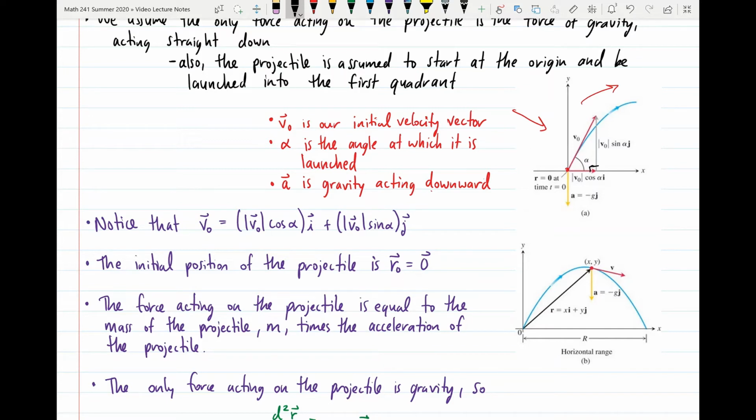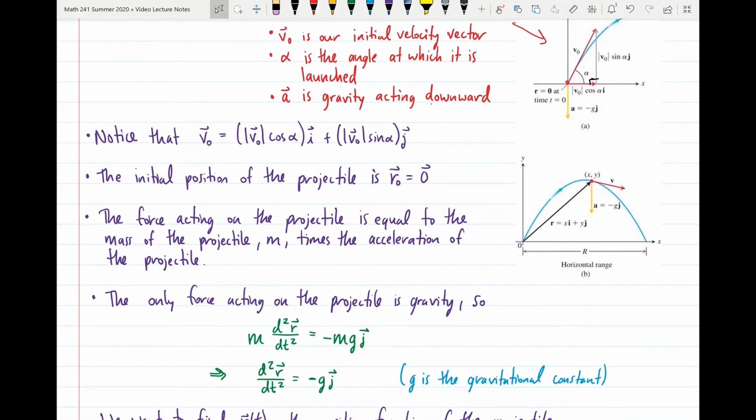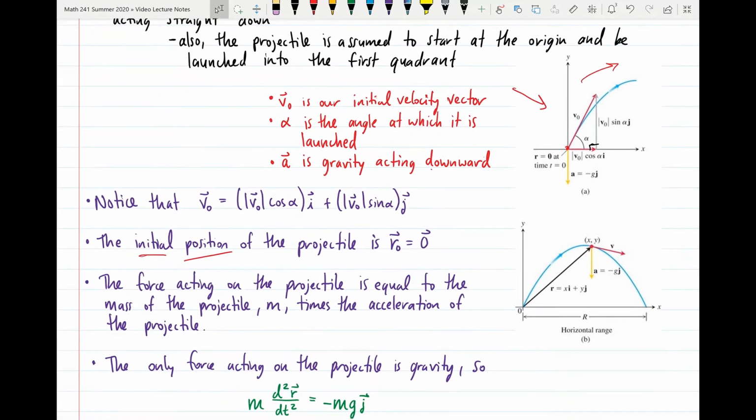So the i component for our initial velocity vector ends up being the magnitude of the velocity, or the initial speed of the projectile, multiplied by cosine of alpha, where again alpha is the launch angle of the projectile, and the j component is given by the magnitude of our initial velocity times sine of alpha. Again, we are assuming that the initial position of our projectile is going to be the origin. So another way to write that is r0 is equal to 0, or the position vector at time equals 0 is equal to 0.